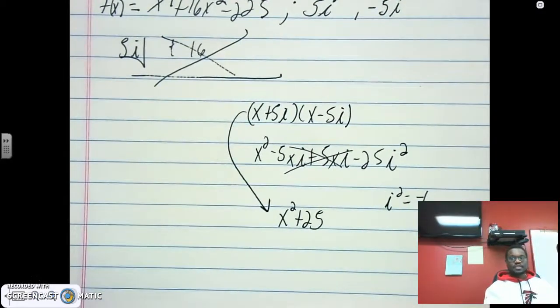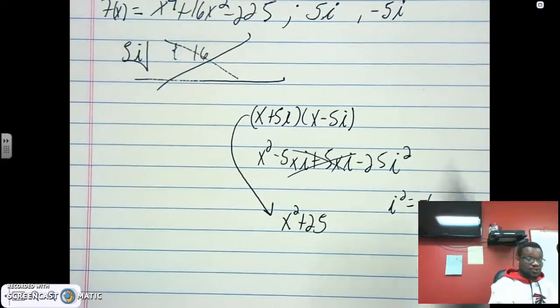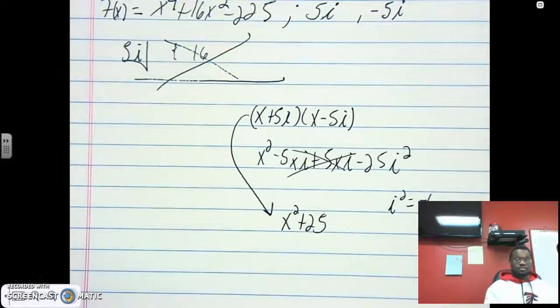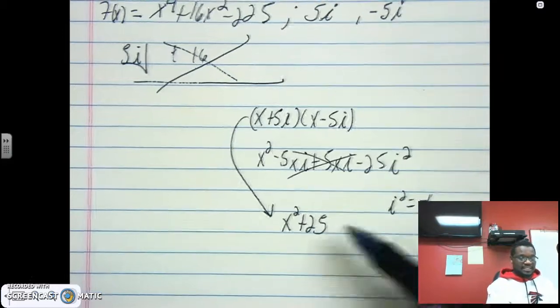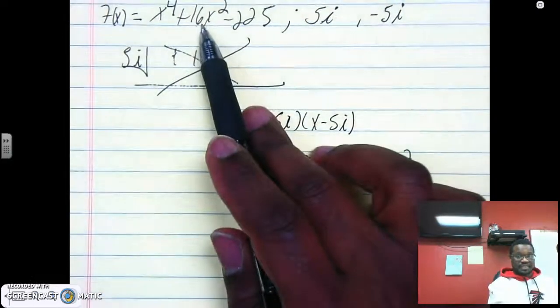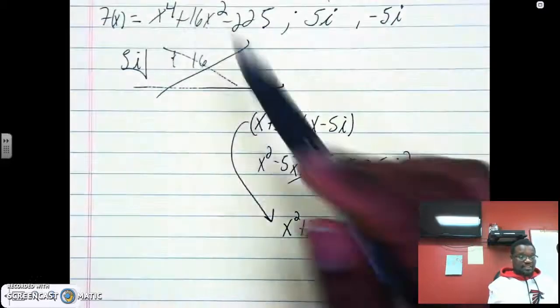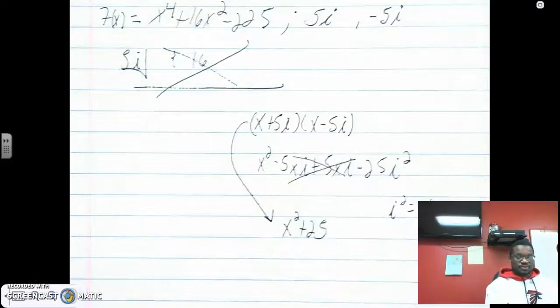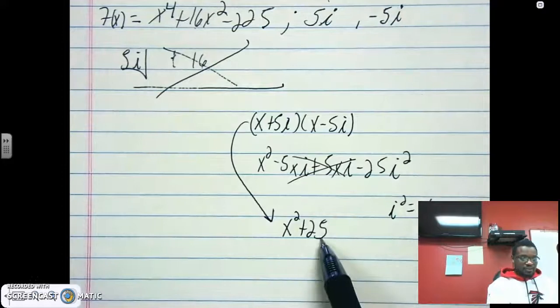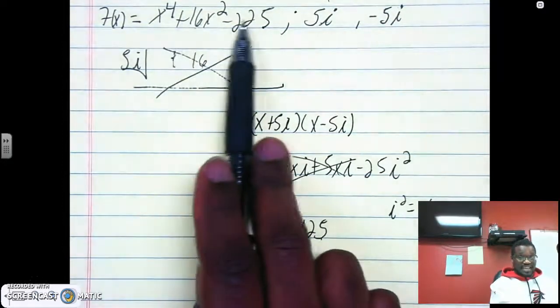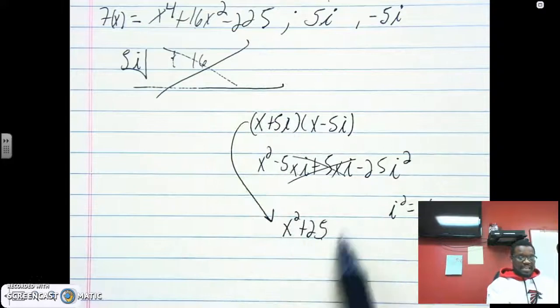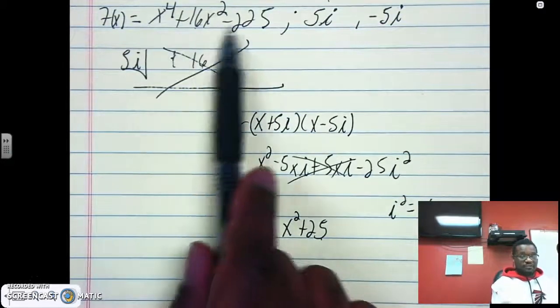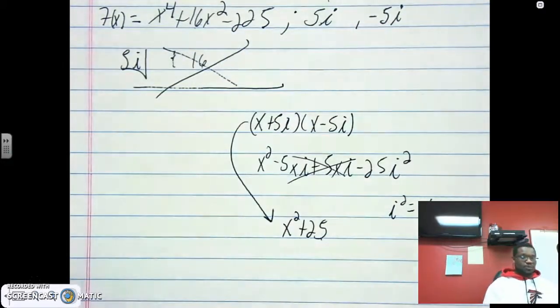So that's the first step, to take the two that they give you and multiply them out in a manner like this. Now, why do you want to do that? Well, I know that this is a factor of that. A factor goes into that. X squared plus 25 is a factor of this now. What that means is something times x squared plus 25 equals that. So we can use division to figure out that something.